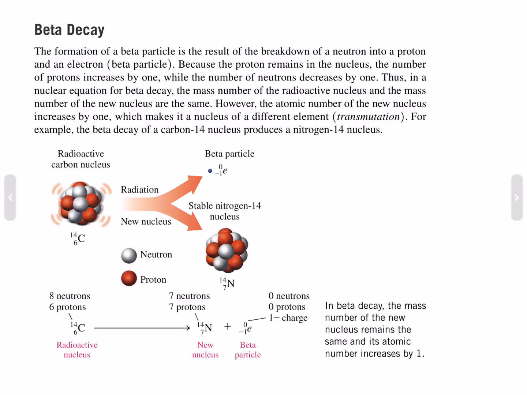However, the atomic number of the new nucleus increases by 1, which makes it a nucleus of a different element. This is called transmutation. For example, beta decay of a carbon-14 nucleus produces a nitrogen-14 nucleus. In beta decay, the mass number of the new nucleus remains the same, and its atomic number increases by 1.